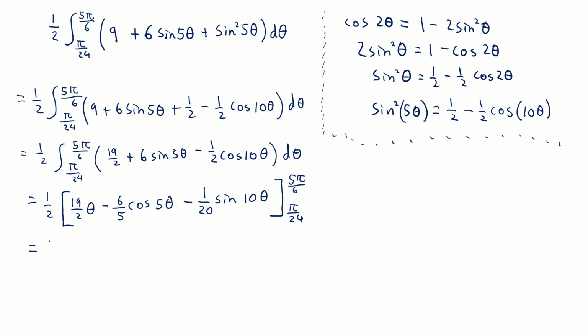Now, it's a bit of a chore to do, but it's worth pointing out there's almost always a method mark for showing you understand how limits work on integration questions. So therefore, I'm literally going to rewrite out this expression with the limits plugged in, just because that then shows the examiner I understand how limits work. So therefore, it's going to be 19 over 2 lots of 5 pi over 6 minus 6 over 5 lots of cos of 5 lots of 5 pi over 6 minus 1 over 20, lots of sine of 10, lots of 5 pi over 6.